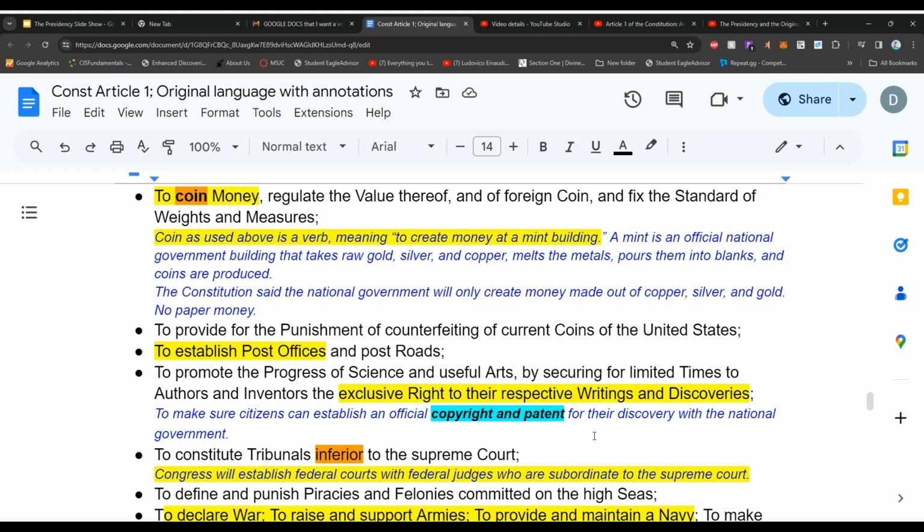Now, our national copyright and patent laws, they are listed as the language that says to promote the progress of science and useful arts by securing for limited times to authors and inventors the exclusive right to their respective writing and discoveries. Wow. So, official national copyright and patent status went way back to the original Constitution.